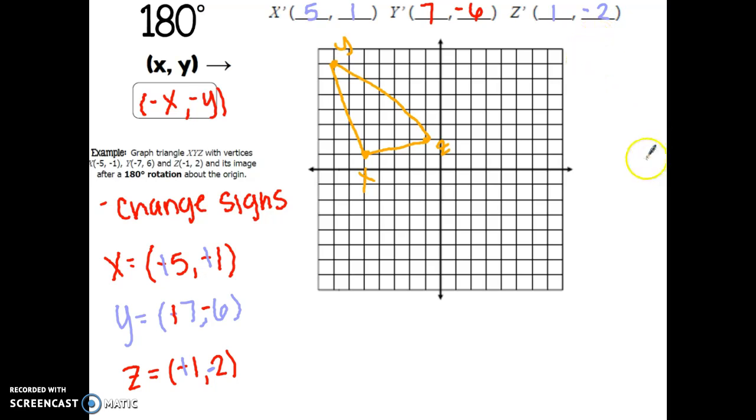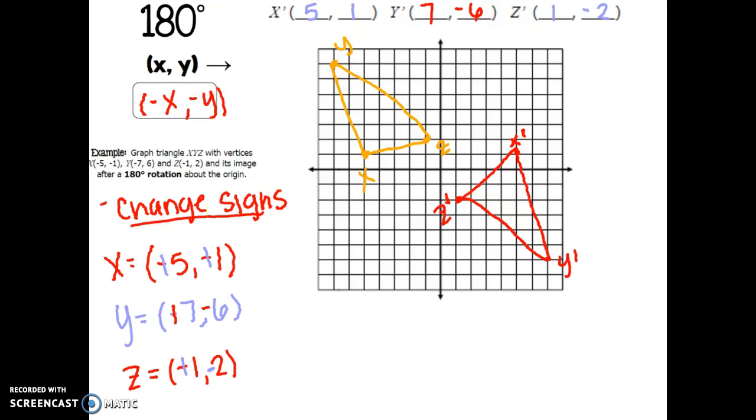So let's plot these points and see where it takes us. X prime is (5, 1), 1, 2, 3, 4, 5, we go up 1. That is X prime. Y prime is (7, -6), so around here. And Z prime is (1, -2). And this is what my pre-image looks like, rotated 180 degrees around the origin. So again, do not think of these as make both of them negative, but think of it more as change the signs.